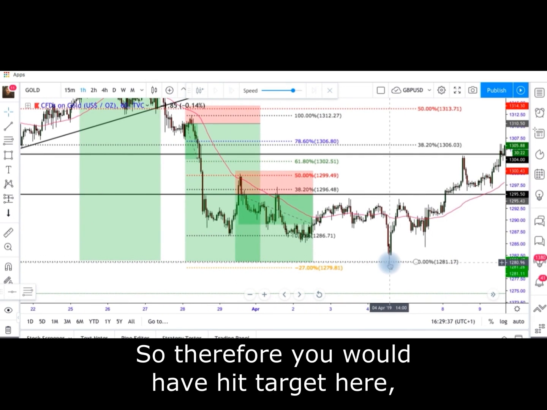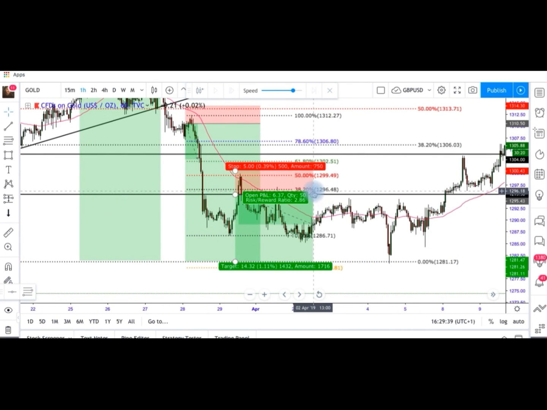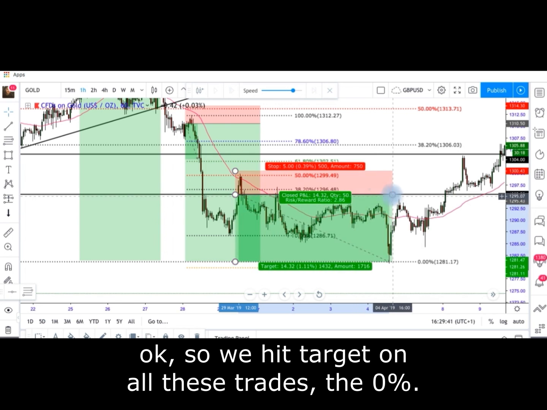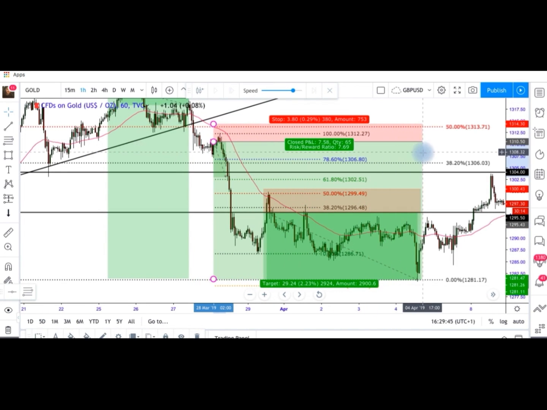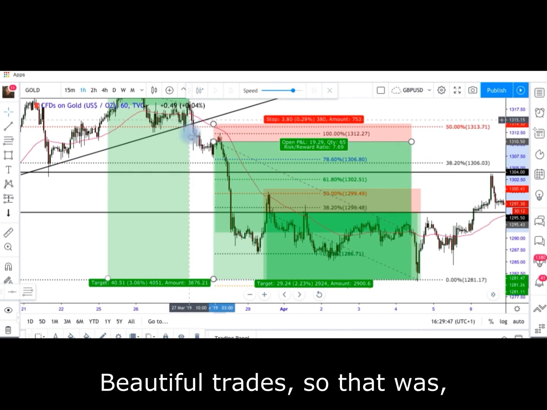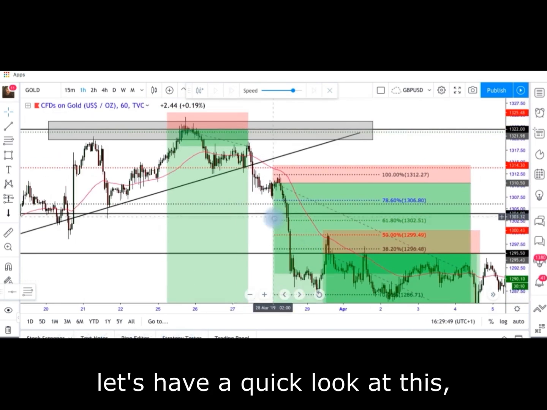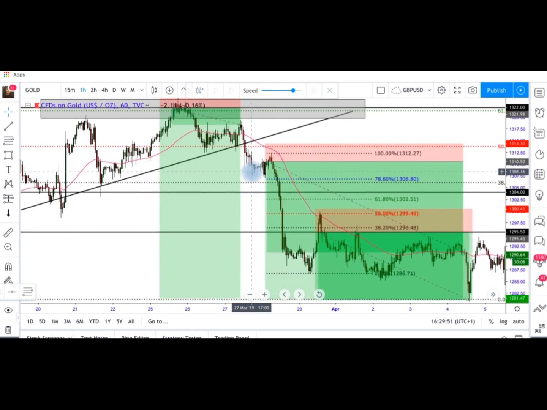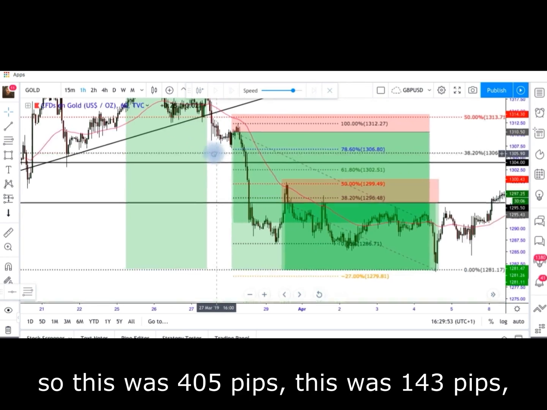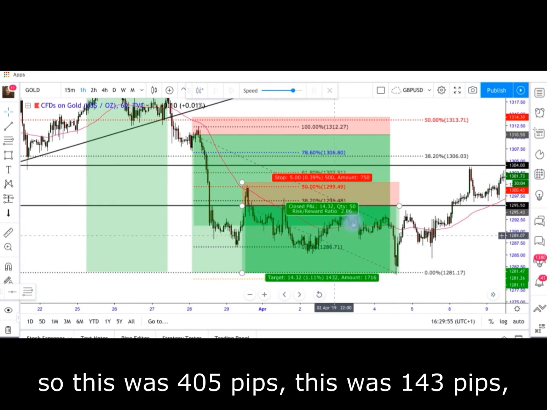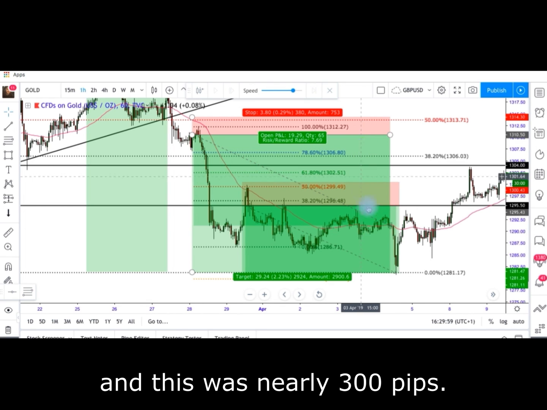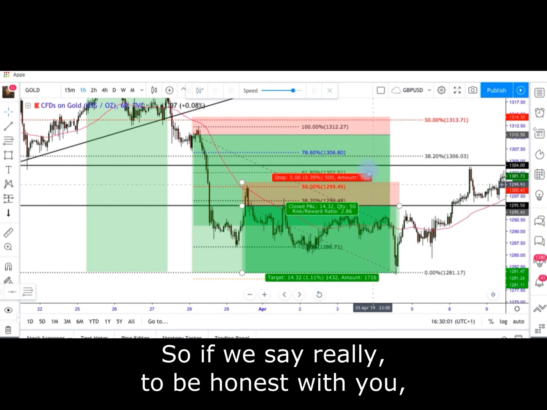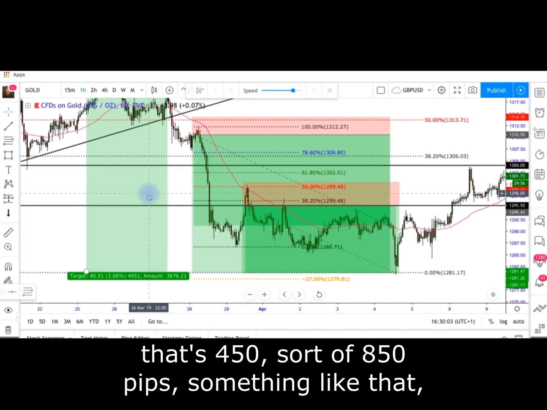So therefore you would have hit target here. Okay, so we hit target on all these trades, the 0%. Beautiful trade. So, let's have a quick look at this. This was 405 pips. This was 143 pips. And this was nearly 300 pips. So if we say really, to be honest with you, that's 450, sort of 850 pips, something like that.